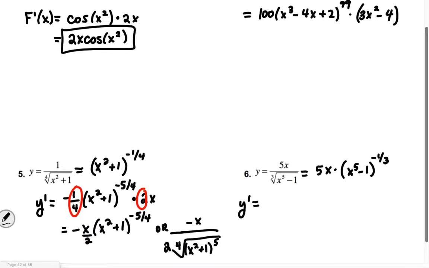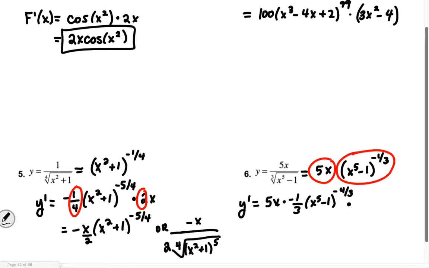All right, so first is 5x times the derivative of the second. So this is going to be this one and this one. The derivative of that second piece uses the chain rule, so it's chain rule within the product rule. So you're going to do negative 1/3 x to the fifth minus 1 to the negative 4/3. Quotient rule is the product rule with the chain rule. Times 5x to the fourth, and then plus the derivative of the first thing, so 5 times the second thing normal. So x to the fifth minus 1 to the negative 1/3.